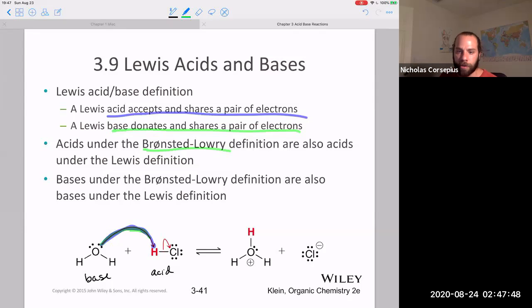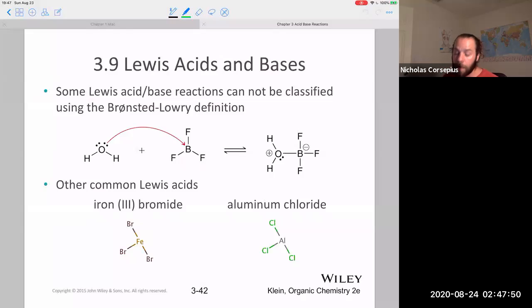So why the heck did they bother to expand it? Well, because it turns out that there are some Lewis acids and bases that aren't Bronsted-Lowry acids and bases. So let's see a common one here. Boron is a great example of something that's going to be a Lewis acid. Why? Because boron has 2, 4, 6 electrons in its octet, and it can accept 2 more to get to 8. Okay? So that's exactly what happens in this case here. This is actually my Lewis acid. It's accepting a pair of electrons from this Lewis base here.